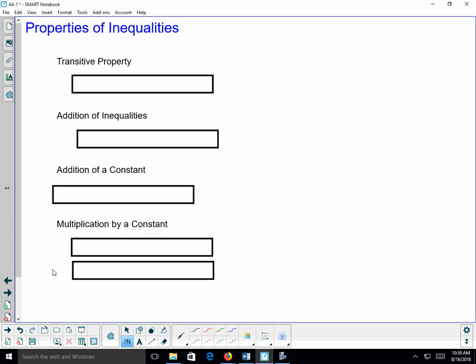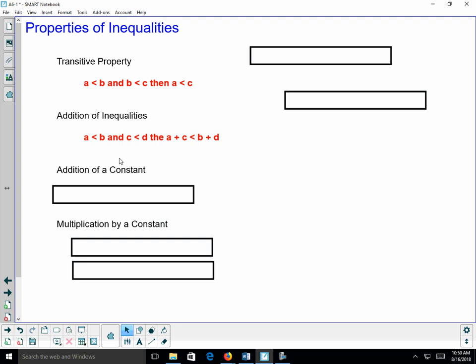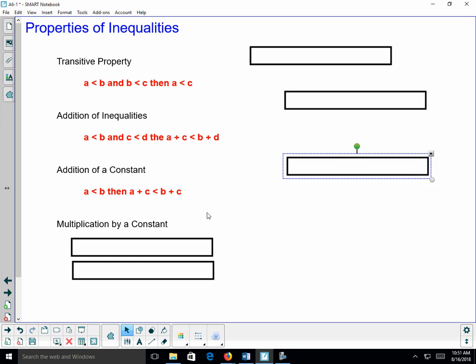Now let's talk about properties of inequalities. You have the transitive property. All the transitive property says is that if A is less than B and B is less than C, then A has to be less than C. Addition inequality says that if they are in the same order, in other words, A and C are the smaller numbers, B and D are the larger numbers, if I add the two smaller numbers, then it has to be less than the sum of the two larger numbers. If I add the same constant to both sides, that's not going to change the order of my inequality.